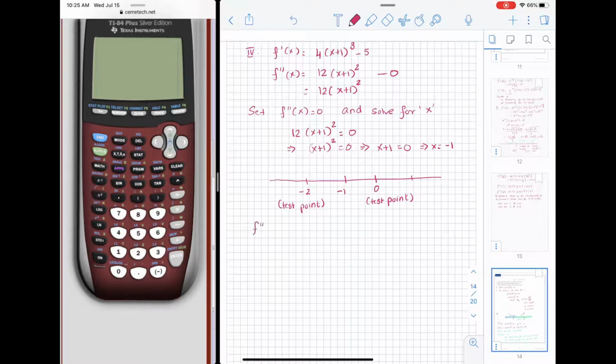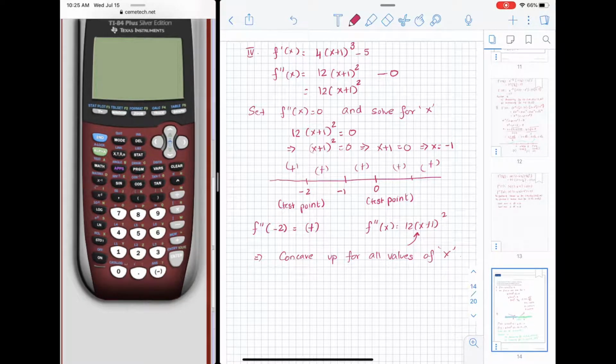So f double prime of negative 2 is going to be a positive number. Why? F double prime of x is 12 times x plus 1 squared. So no matter what number you plug in here, the second derivative is always going to be positive. So it's positive there, positive there, positive there. It's forever positive. So our conclusion is the function is concave up for all values of x.